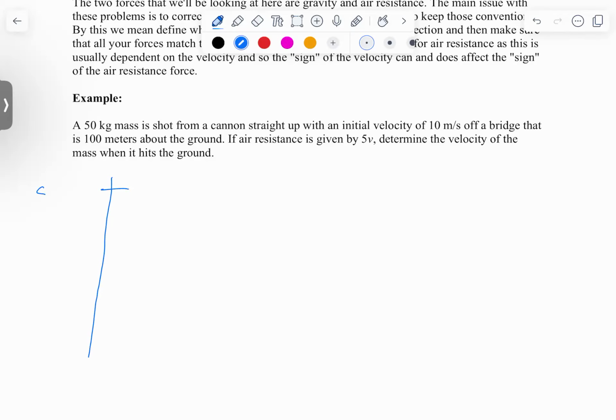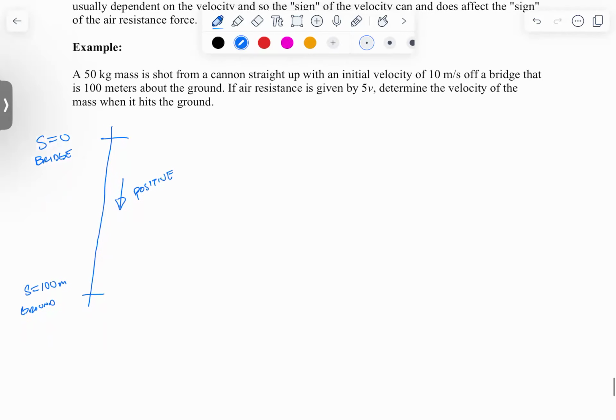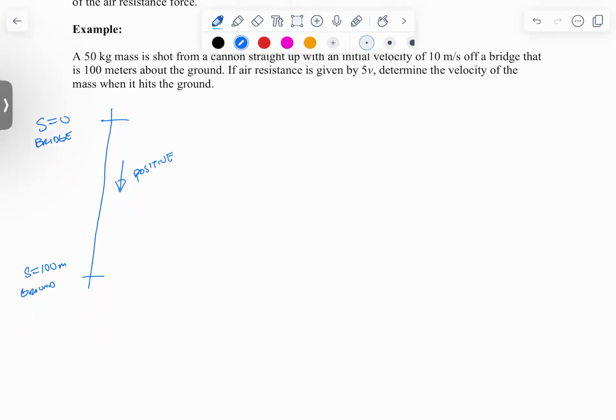Just a couple of conventions. S equals 0, that's my positioning. We're up here, this is where the bridge is. And then down here, S equals 100 meters. This is the ground. So again, my convention, this direction is the positive. That's how I set these up a little bit faster. So overall this whole distance is of course 100 meters.